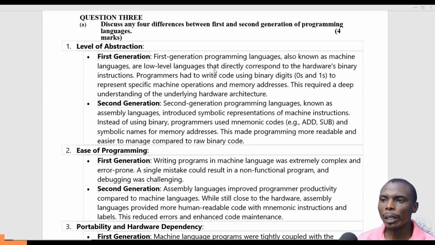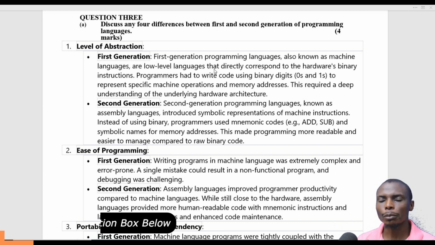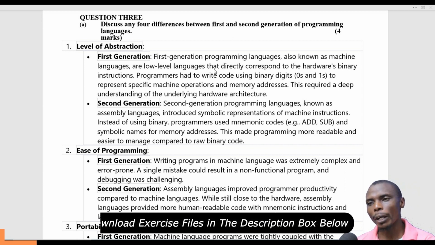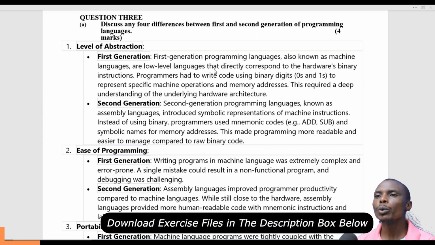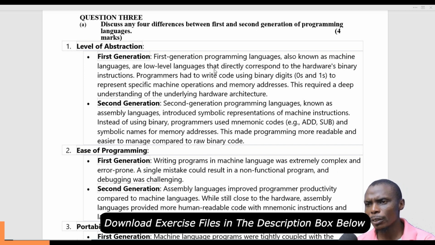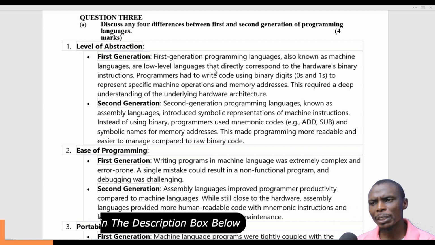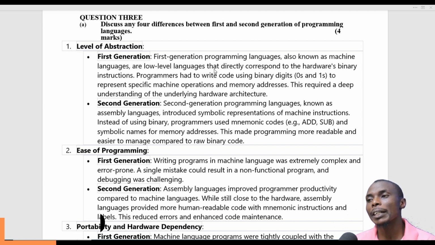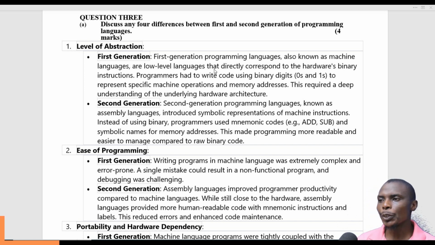Machine language is a low level language. It directly corresponds to hardware binary instruction. Binary simply means 1s and 0s. So the programmers who are writing this first generation programming language are to write codes using binary digits 0 and 1. This will represent specific machine operations and maybe memory addresses. So remember, if you have to use 0 and 1, at least it requires some deep understanding of the hardware architecture. So that is the level of abstraction for the first generation computer.